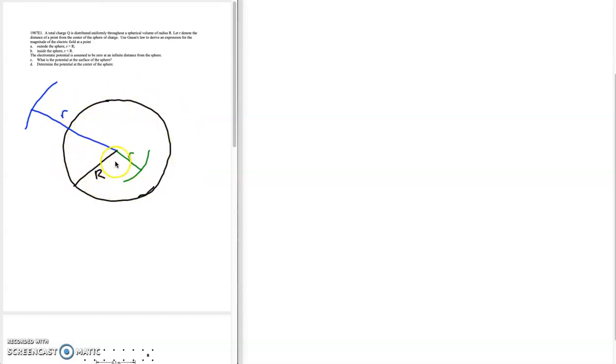Black circle would be the radius of big R, that sphere of charge. And then we're going to have lowercase r being our variable. And they tell us straight out, use Gauss's law. And then for parts A and B, we're going to get the electric field outside, that's the blue, and then inside, that's the green. All right, so for outside, we're going to use Gauss's law, Q enclosed over epsilon naught equals integral E dot dA.